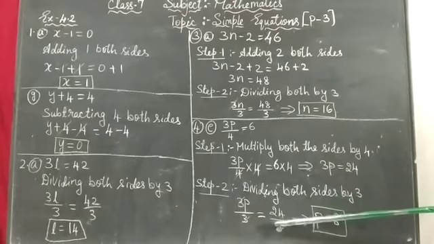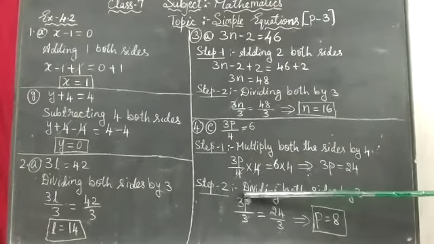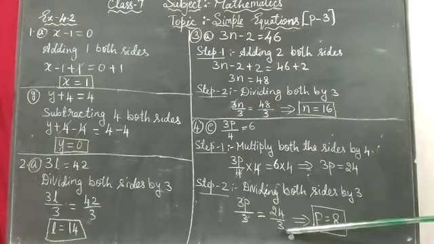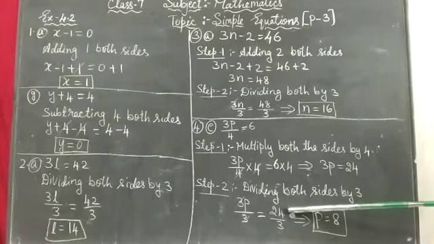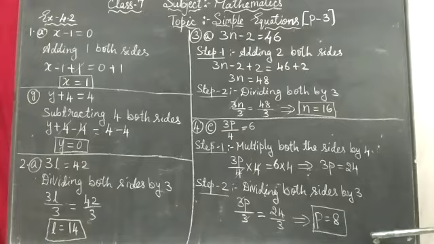3p by 3 is equal to 24 by 3. So 3 and 3 will get cancelled. 3 ones are 3. So p remains here. Once I divide this, 3 8s are 24. What is the value of p now? p is equal to 8.